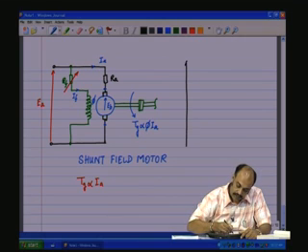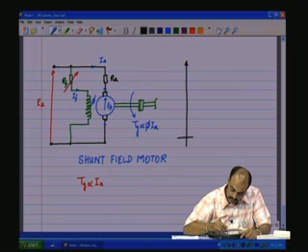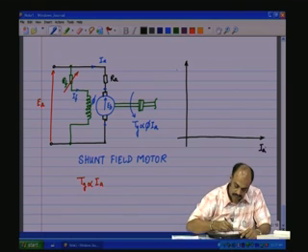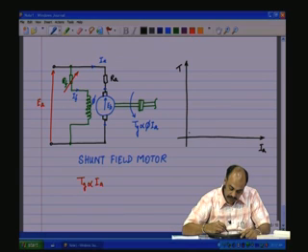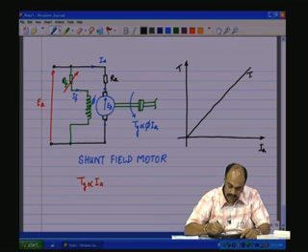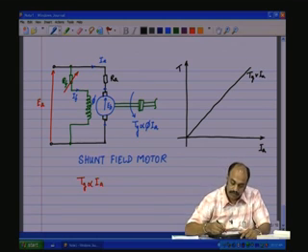So, let us have a graph of torque versus Ia. So, the torque would vary linearly with the load. So, this is Tg versus Ia. This will give you the load characteristic.